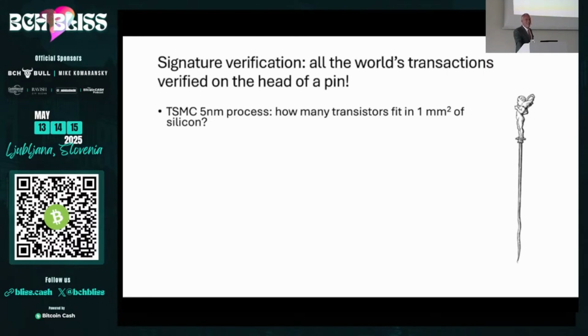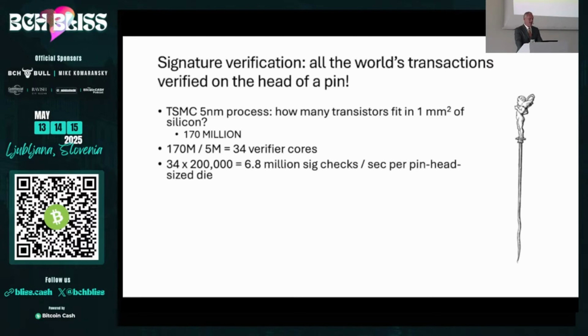A billion? Okay, a billion doesn't fit, but 170 million transistors fit on a pinhead with TSMC's 5 nanometer process. So it's incredible. Everyone had their hand down before that. So that means we can fit 34 of those verifier cores onto our pinhead. Each core can do about 200,000 sig checks per second. So that's 6.8 million sig checks per second per pinhead die.